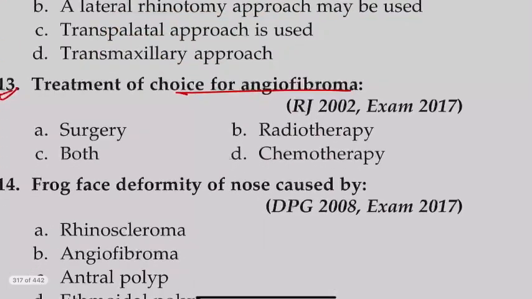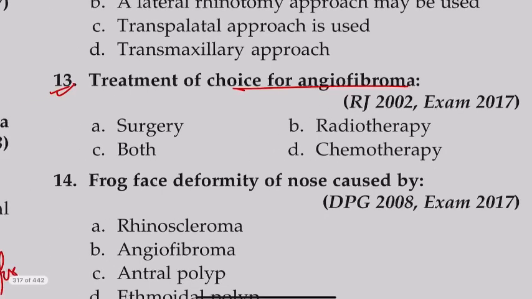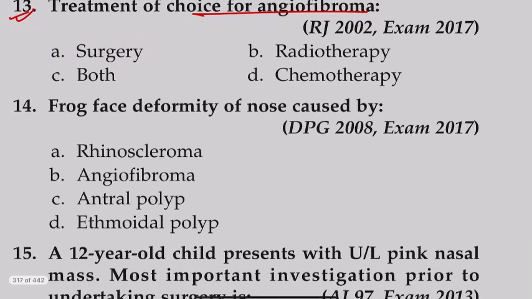Treatment of choice in angiofibroma is surgery and radiotherapy. What we do is both things, but when asked about the treatment of choice, surgery is the best. Radiotherapy is indicated in angiofibroma only when the tumor has intracranial extension. Frog face deformity of the nose is caused by nasopharyngeal angiofibroma.